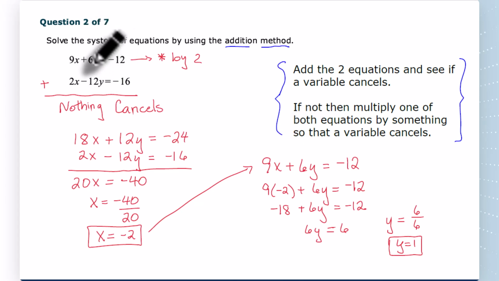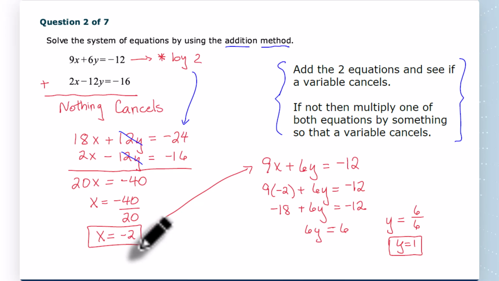So I was noticing here I've got this plus 6y and I've got a minus 12y. So I'm going to take this equation and multiply it by 2. So an 18x plus 12y equals minus 24. All right, so I add them up, and when I do, the y's are going to cancel now. And I get 20x equals minus 40. Divide by 20, and I get x equals minus 2.